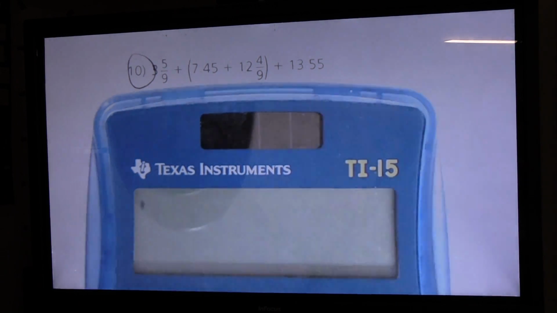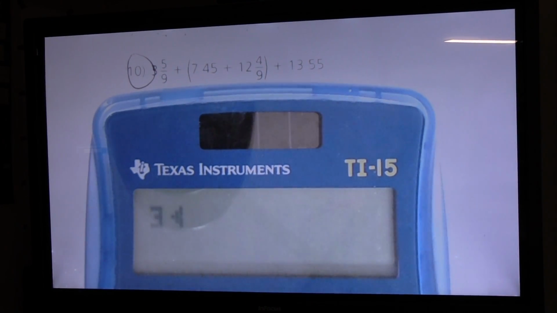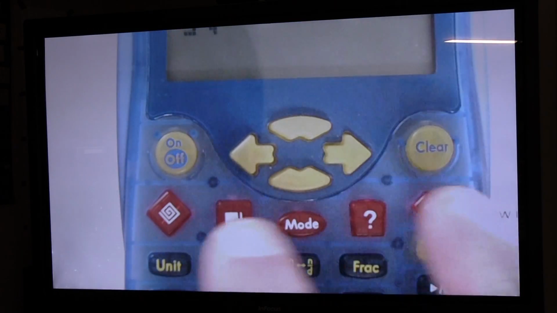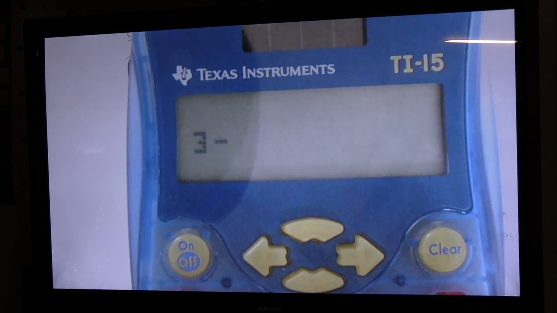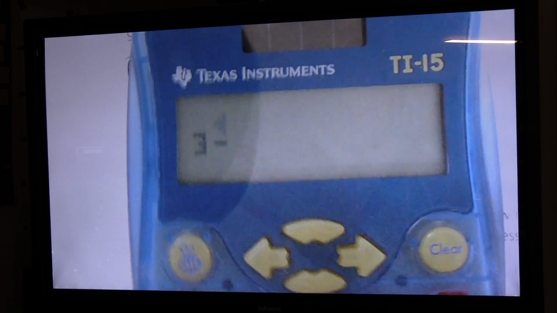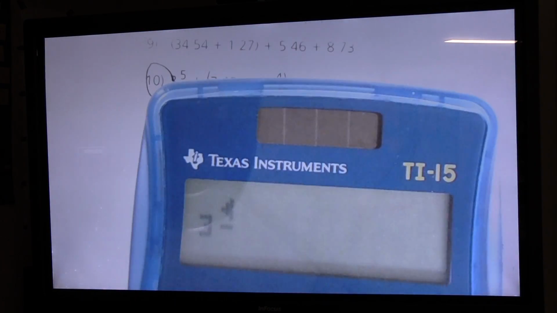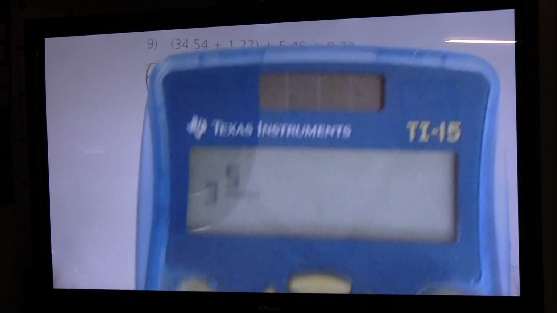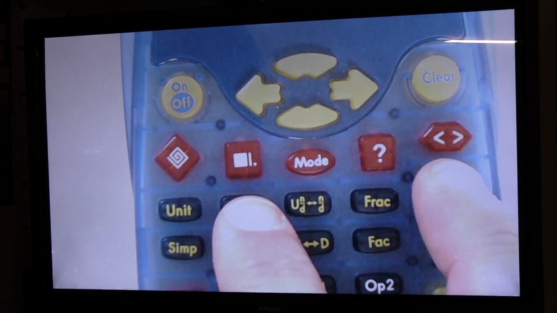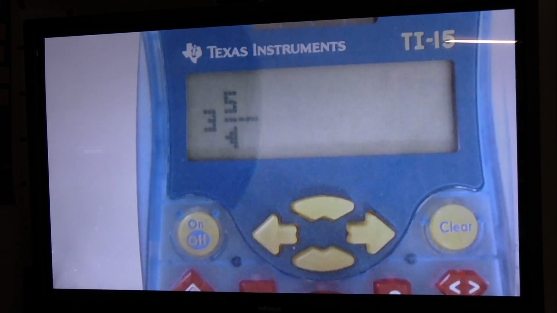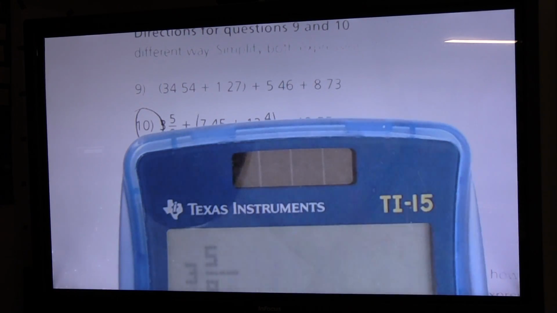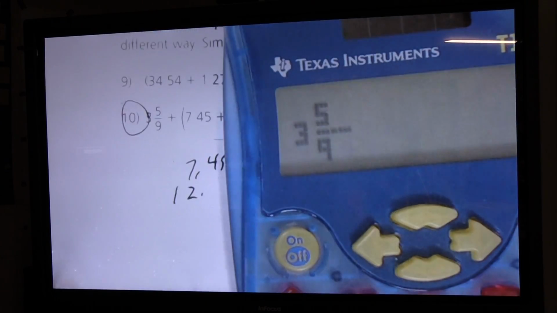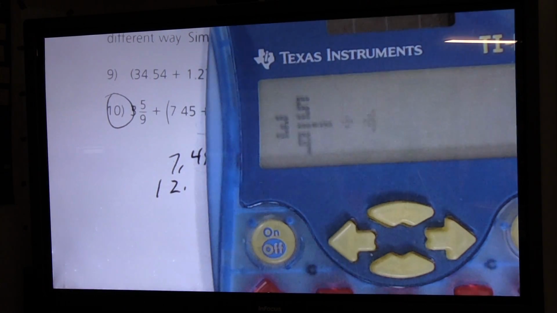So I'm going to go ahead and press the 3 key. I press the 3, and then we have this button here that says unit. I'm going to hit unit, and now it's got 3 as the whole for my mixed numbers. And then I'm going to press 5. I'm going to press the N button, because that 5, there's my N button, it's my numerator. And then I'm going to go ahead and press the 9. And now I have 3 and 5 ninths. So I'm going to go ahead and hit plus.